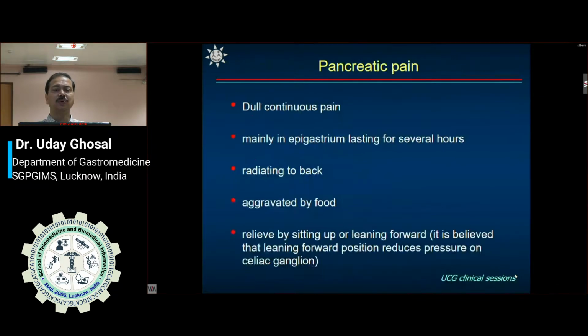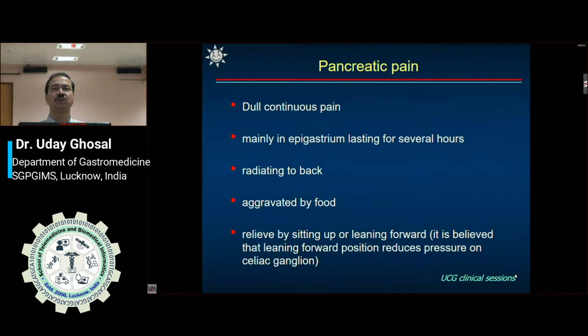Now, pancreatic pain is a dull, continuous pain, mainly in the epigastrium, lasting for hours. It radiates to the back and is aggravated by food. It is relieved by sitting up or leaning forward; it is believed that leaning increases the space in the retroperitoneum. When you lean forward, the vertebrae also bend, which increases the space in the retroperitoneum, and that leads to relief of the pain. So this is pancreatic pain.